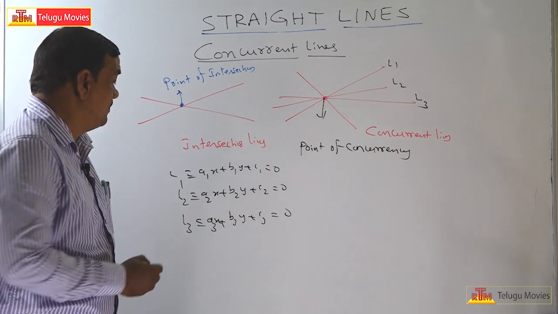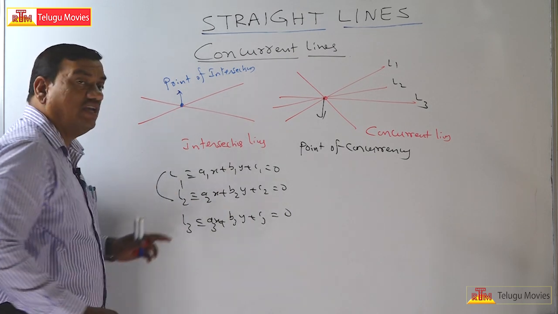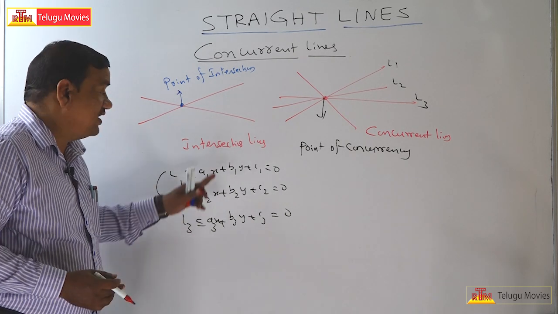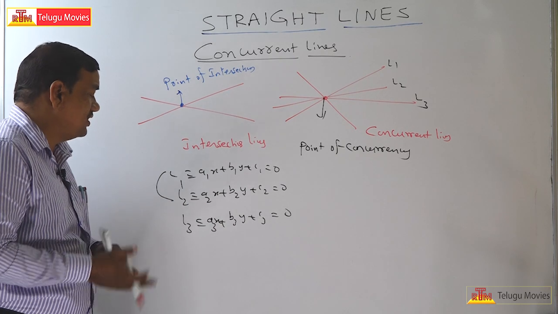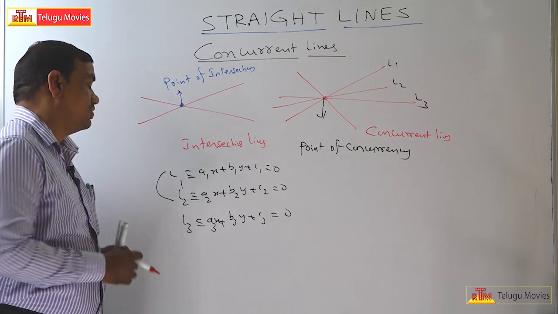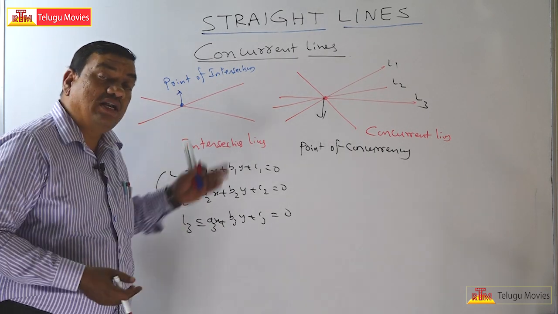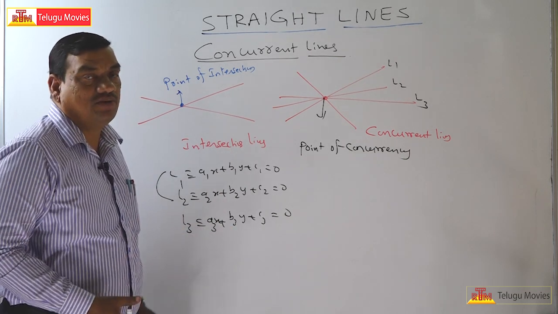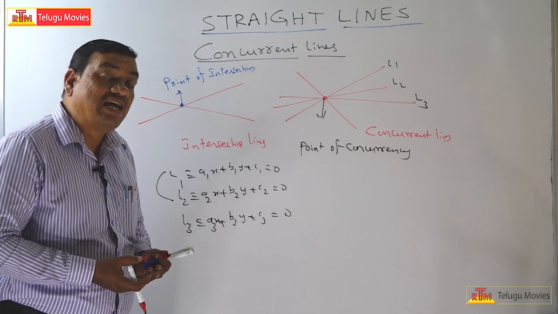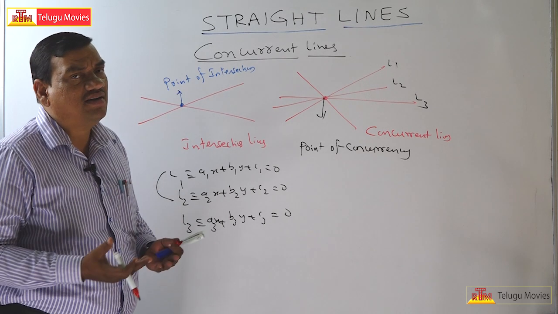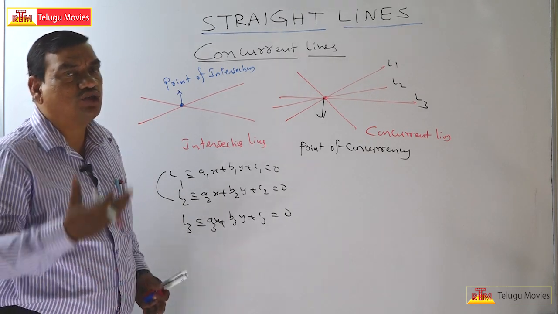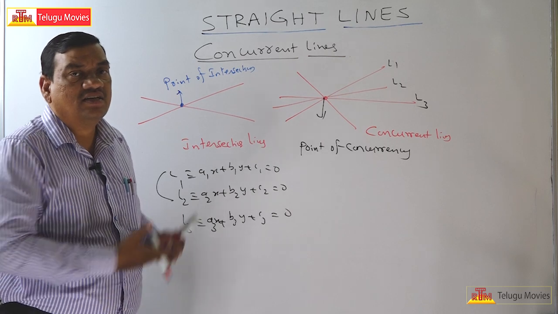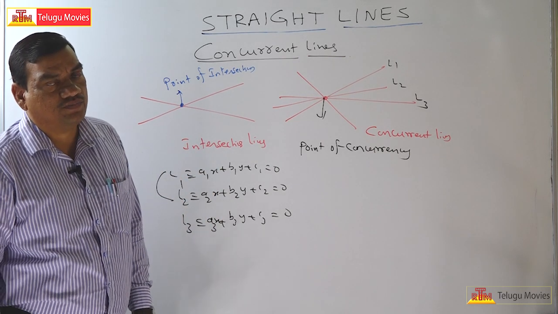The first method is to solve any two of the equations, either L1, L2 or L2, L3 or L1, L3. Then substitute that point in the third equation. If the third equation is satisfied by that point, then the third line also passes through the same point. Hence, the three lines are concurrent.